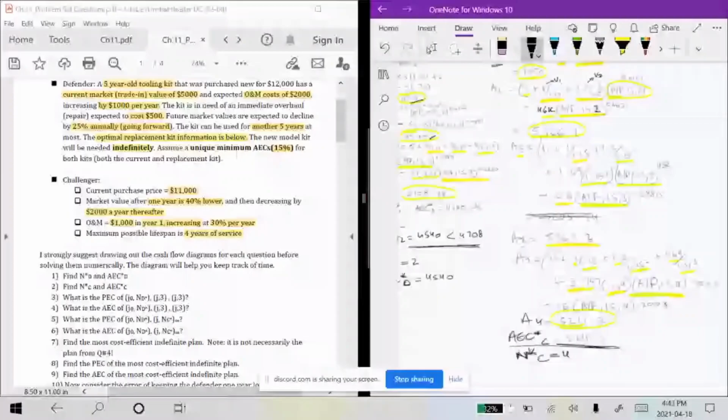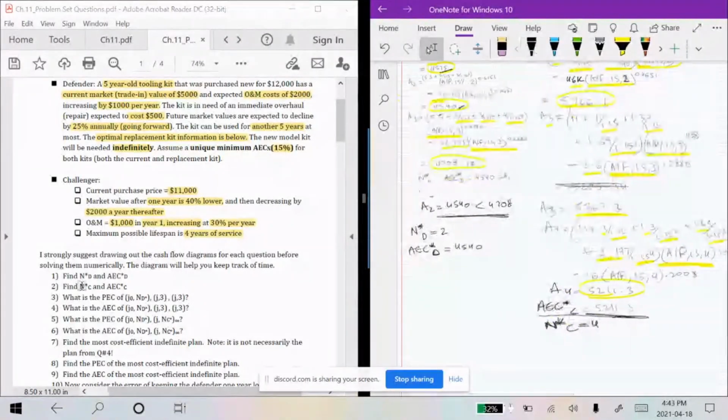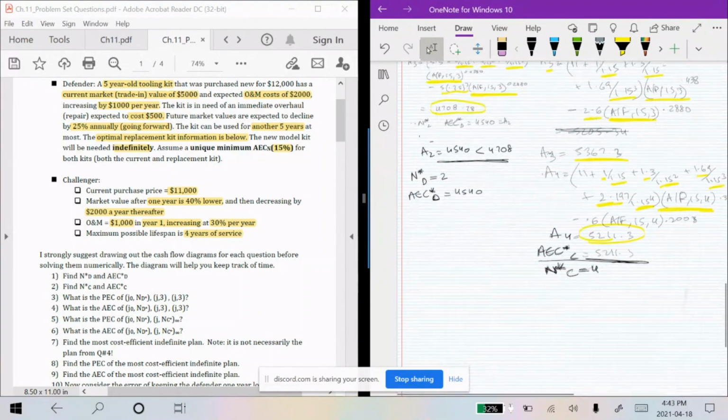This is the answer for the first two parts. The first one asks for the estimated most efficient service life for the Defender and its cost, and the next one asks for that for the Challenger and its cost. Right.